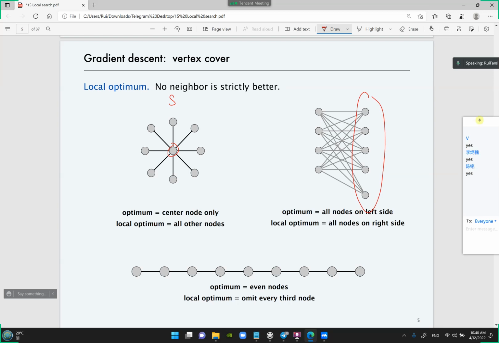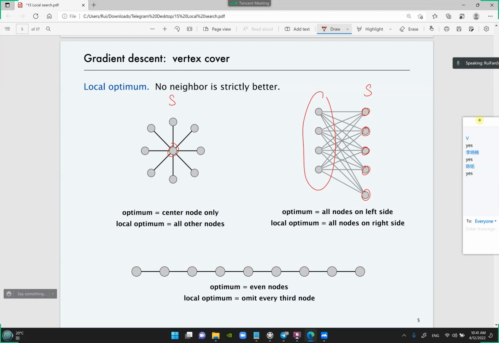And again, the reason is because if you pick all these nodes on the right-hand side, and you want to look for a neighbor of this solution, so let's say that this is your current solution S, then for a neighbor of this solution, you would have to take out one of these nodes. But as soon as you take out one of the nodes on the right, then you're not going to cover the entire graph anymore. So again, S does not have any neighbors which are also vertex covers. And so S itself is a local optimum. Okay. But the global optimum would be to take the nodes on the left.